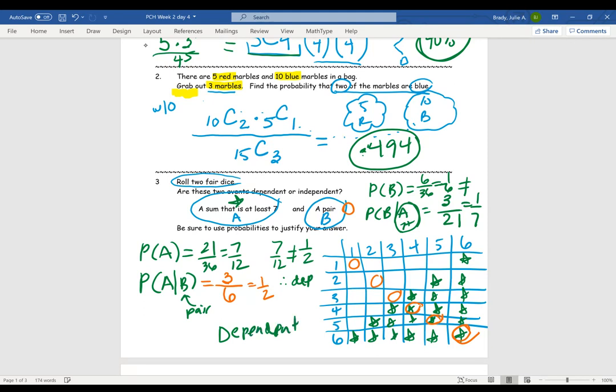So it doesn't matter which one you use as your base. You get the same answer either way.